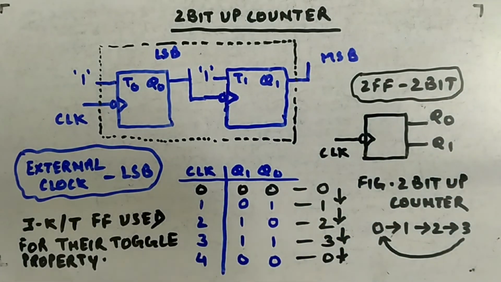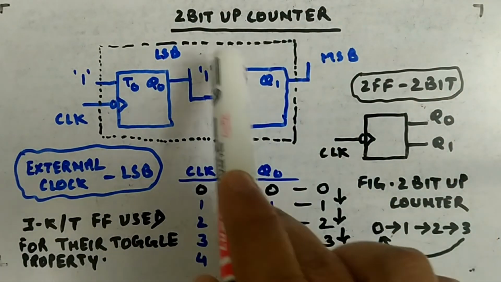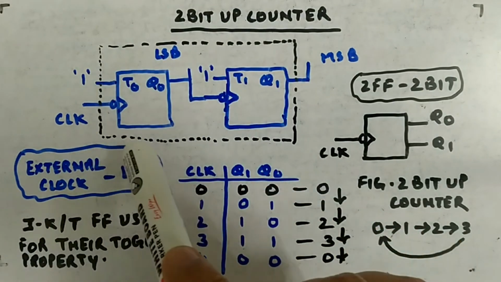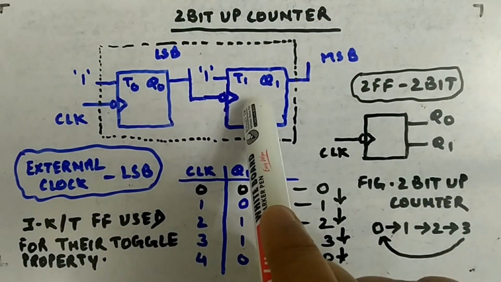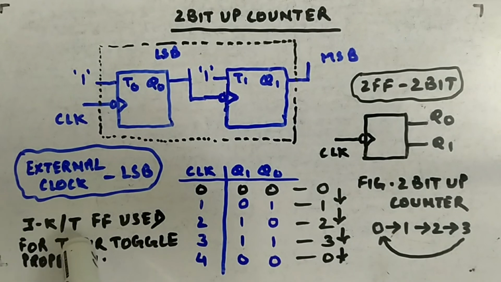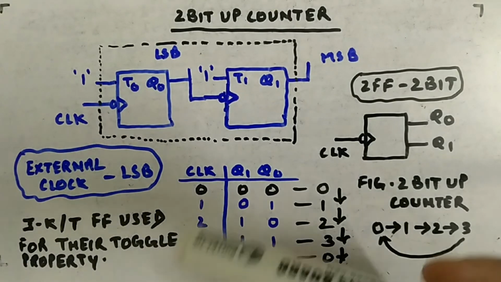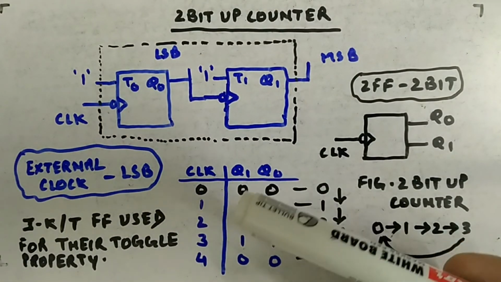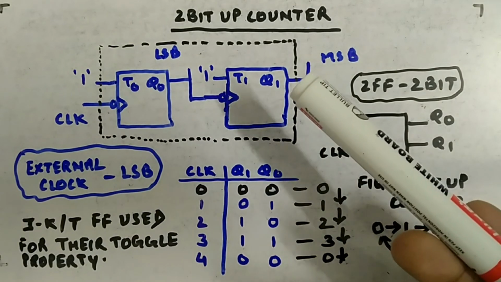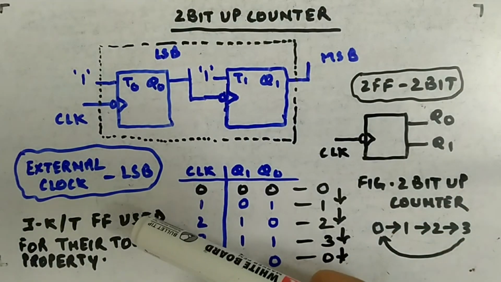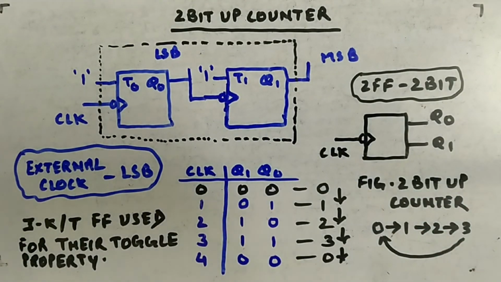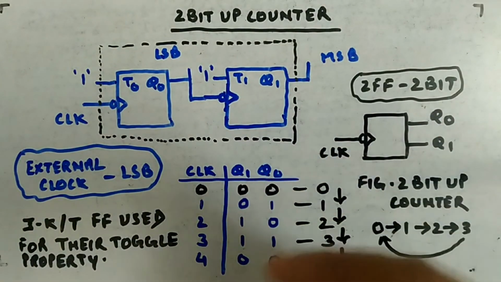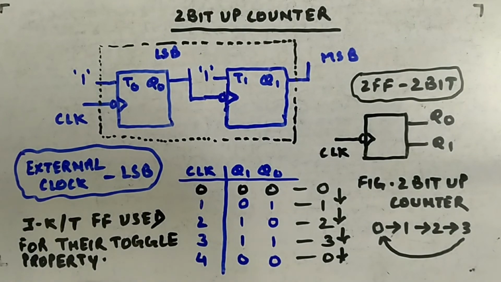Okay. So here, 2-bit up counter. This is the circuit I've made, you can see. And I've used a T flip-flop. Why T? You can use JK or a T flip-flop for their toggle property, because they have the toggle property in their characteristic table. That's why in asynchronous counters you use JK or T flip-flop, because it adds to the counting sequences. That's why you go for the toggle property.